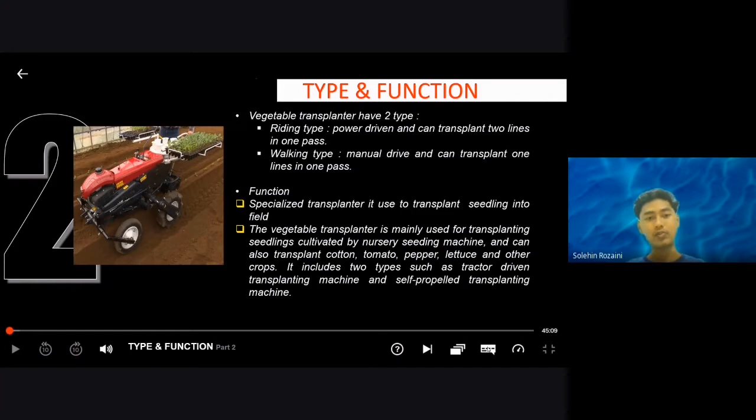Okay, let's talk about the function of vegetable transplanter. The first is for specialized transplanter. It is used to transplant seedlings into the field, and the vegetable transplanter is mainly used for transplanting seedlings cultivated by nursery seeding machine and can also transplant cotton, tomato, pepper, lettuce, and other crops. It includes two types such as tractor-driven transplanting machine and self-propelled transplanting machine. This is for type and the function.